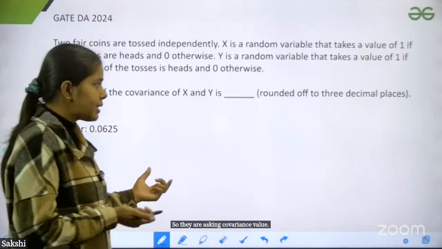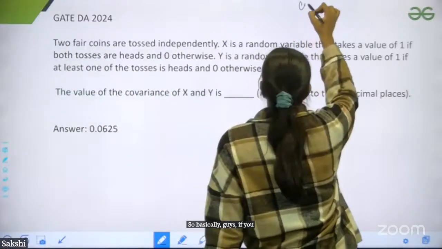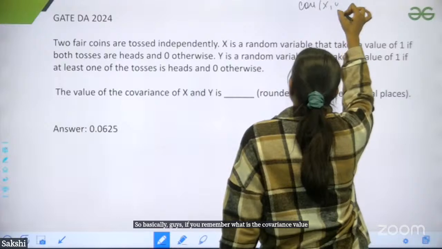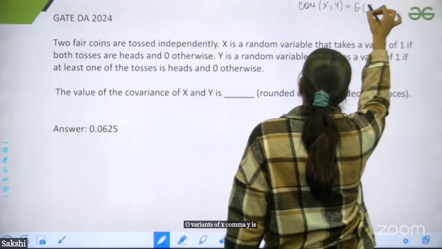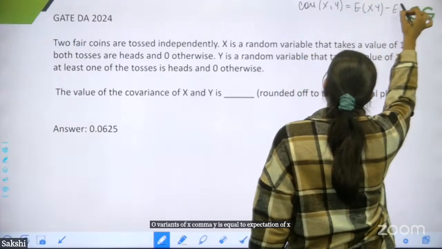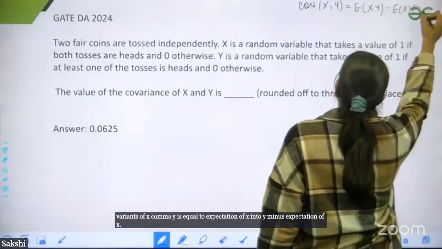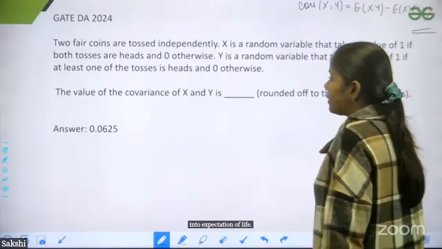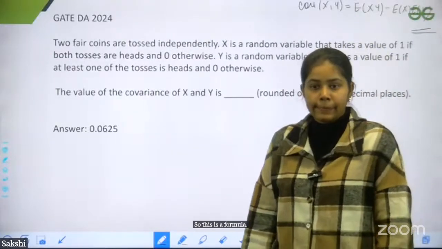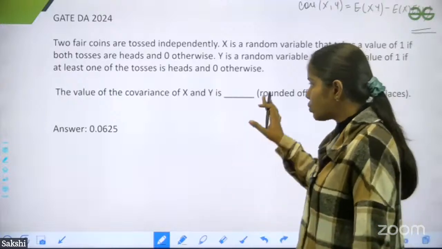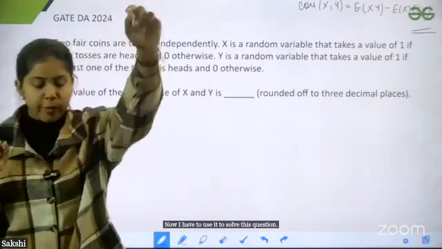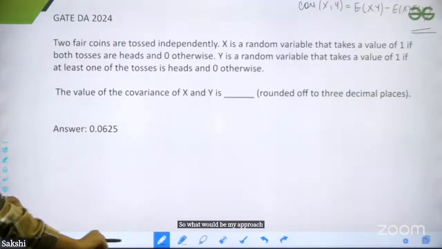So basically, guys, if you remember, what is the covariance value? Covariance of x comma y is equal to expectation of x into y minus expectation of x into expectation of y. Right? So this is the formula. Now I have to use it to solve this question. So what would be my approach to solve this question?